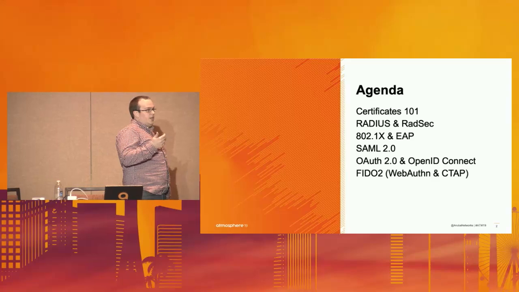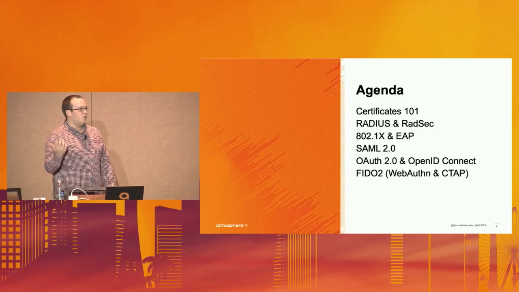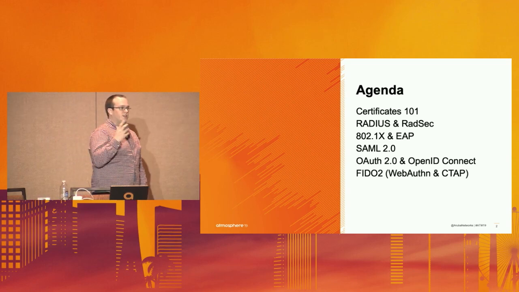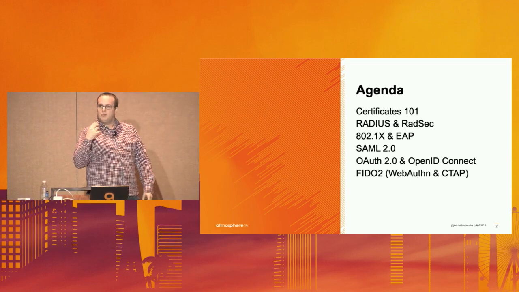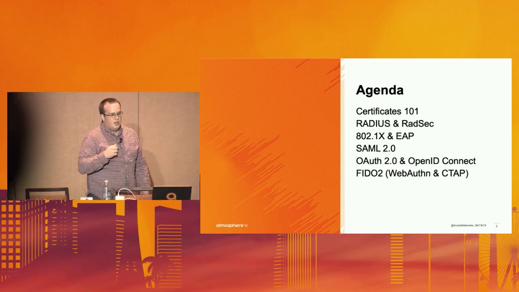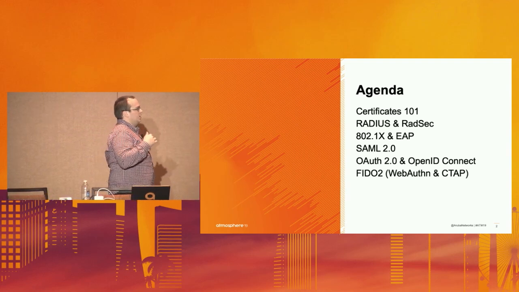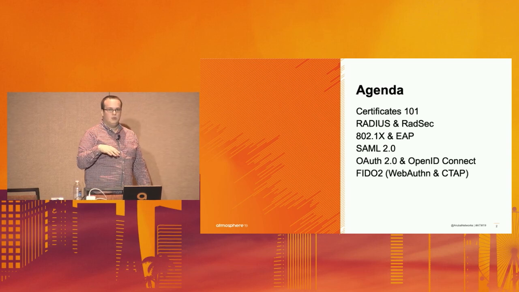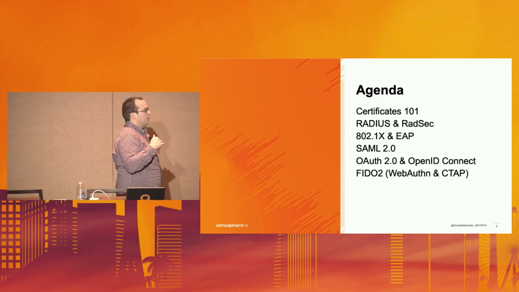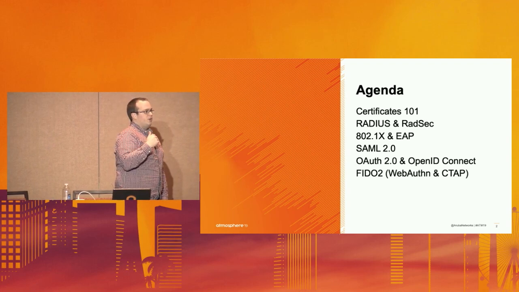This is a deep dive into traditional and modern auth technologies. What we're going to cover today, we always like to do certificates 101, just a quick review. We'll cover RADIUS and also RadSec. RadSec is a very old protocol, but it's kind of new to the networking world in actual use. We'll do an 802.1X and EAP review, and then we'll transition to what I call the modern mechanisms: SAML, OAuth2, OpenID Connect, and some fun new stuff called FIDO2.